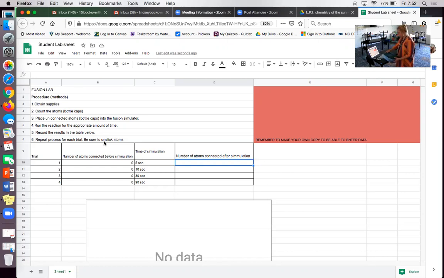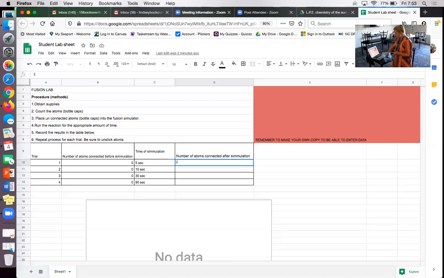Okay, so we have closed our fusion reactor. We are going to try our very first trial of this, which is to run it for 5 seconds. Here we go. 5 seconds. So then you stop the reaction, and you're going to count the number of fused molecules. We have 1 fused, 2 fused, and that's it. Okay, so you enter your data in your data chart.